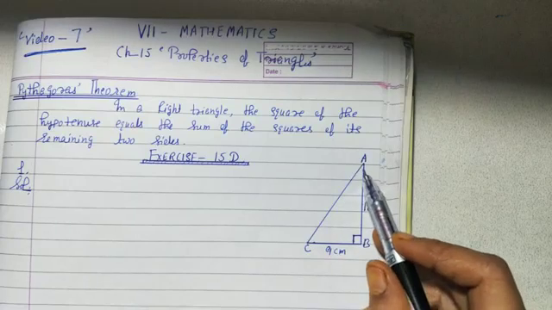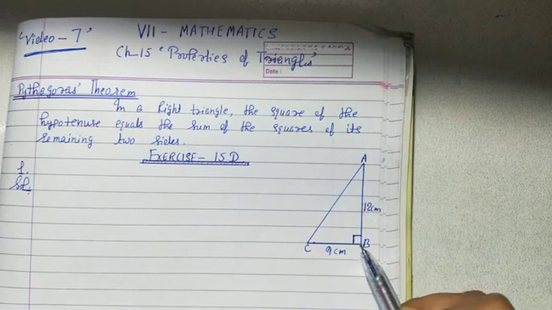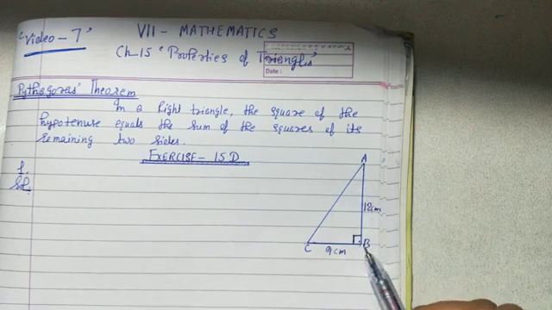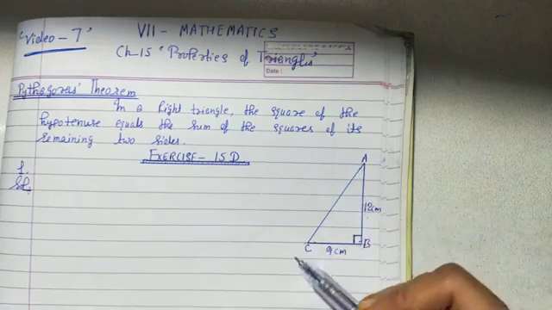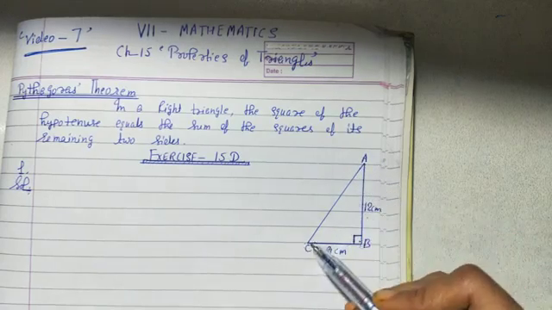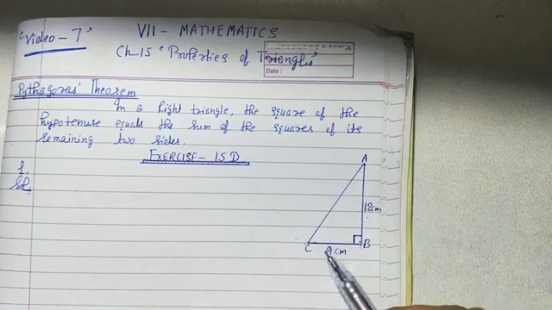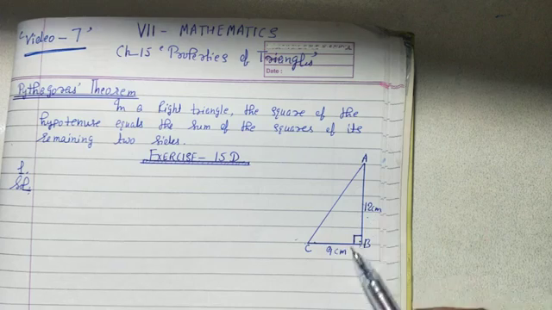Let us take ABC as a triangle right angled at B and measure of AB as 12 cm and BC as 9 cm. Now in this triangle we have to find out the measure of AC. We know that by Pythagoras theorem AC square is equal to AB square plus BC square. We will just put their numerical values and find our required answer.